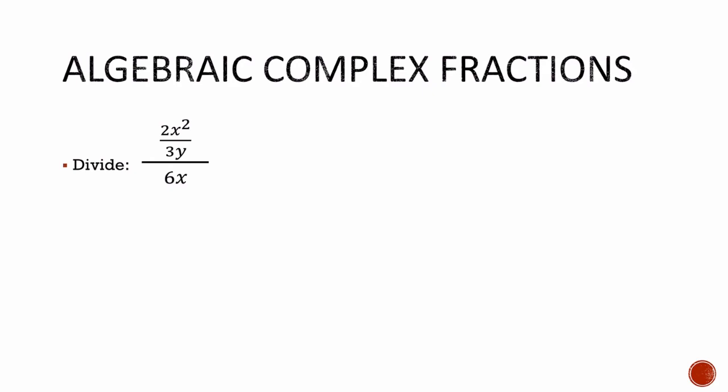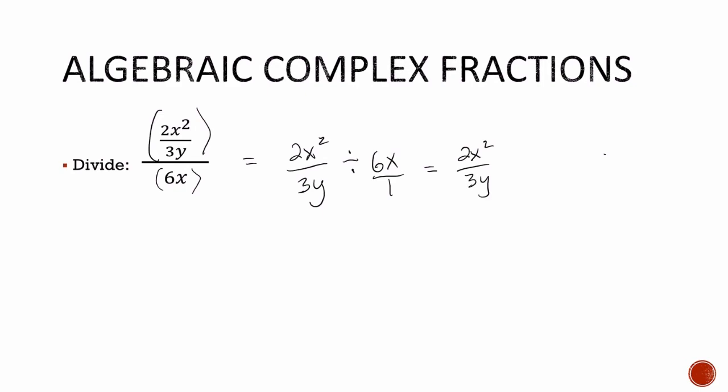In this next example, we have a fraction for the numerator, but notice that the denominator is just a single algebraic expression that doesn't look like a fraction at all. Okay, well, let's divide. We have 2x squared over 3y, and then that is being divided by 6x. Well, we're going to handle 6x as if it were a whole number. Put a 1 under it. Now we need to multiply by the reciprocal.